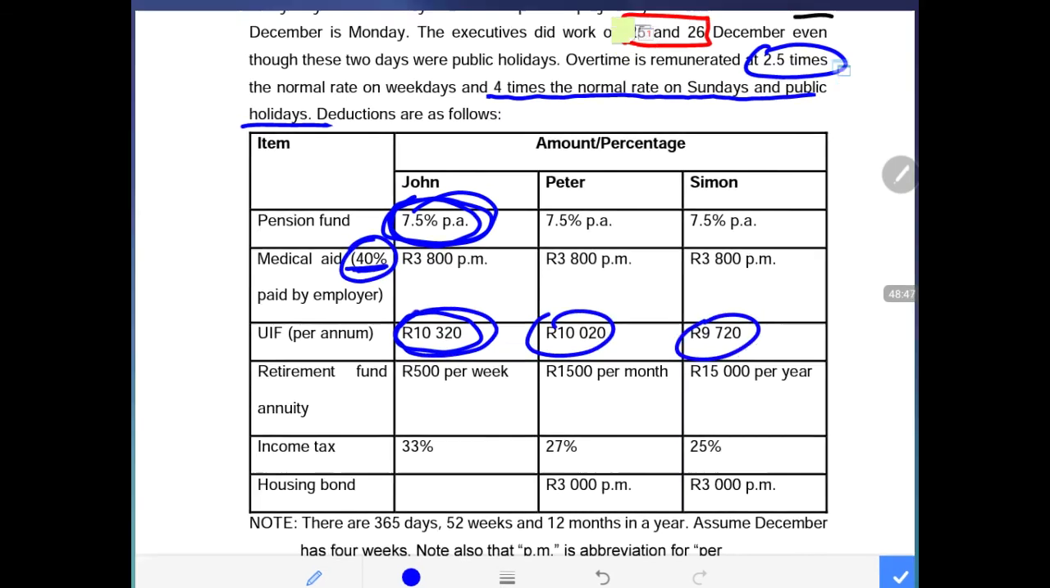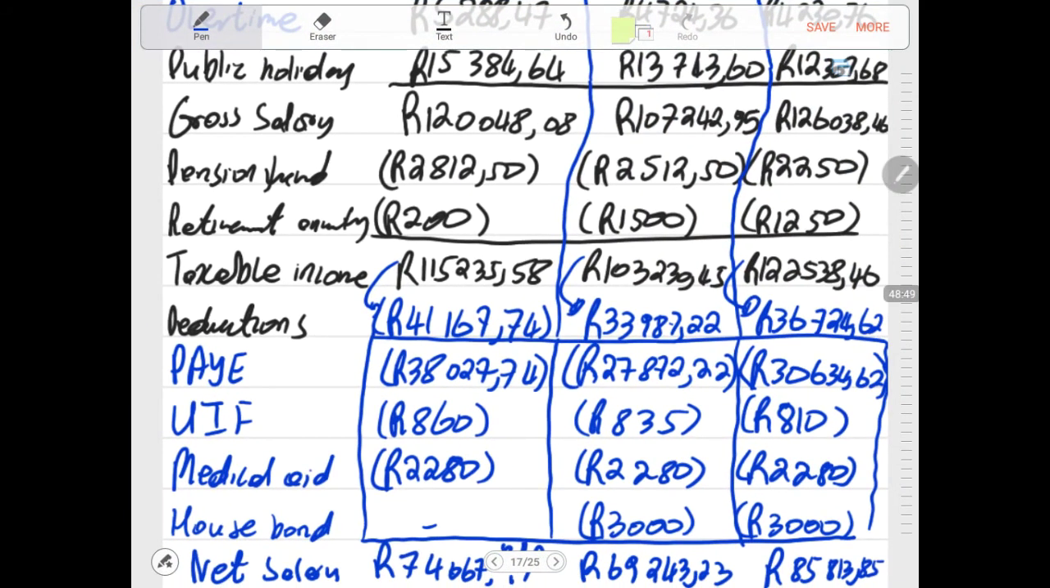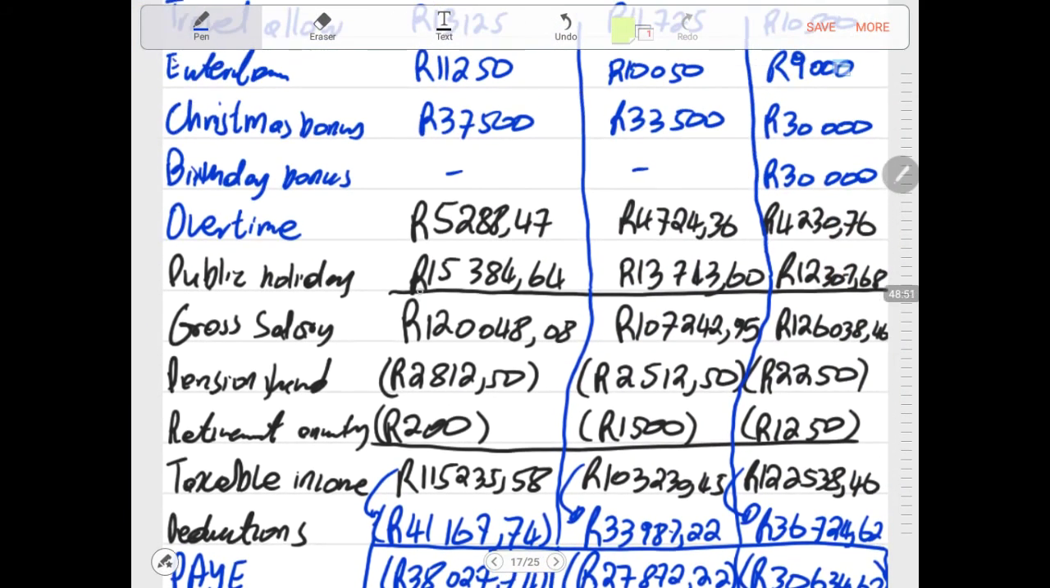Then we take those figures, and we add them to gross income. That will give us cost to the company. Gross income plus the contributions made by the employer will give us total cost to the company. Then total cost to the company divided by total hours will give us what we call the recovery rate.